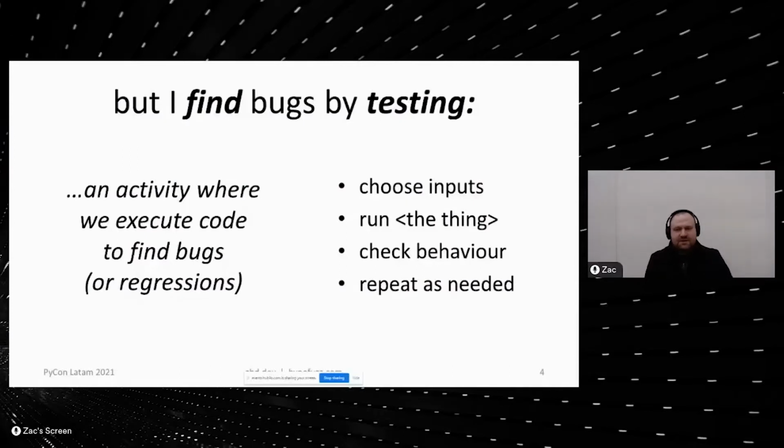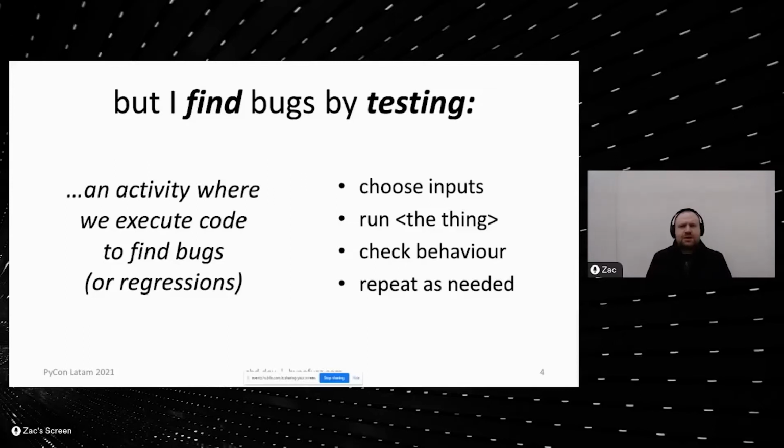And for the purposes of this talk, I'm going to define testing as that thing where we execute code in order to find bugs, or sometimes in order to find regressions, which are not just any bug. And that means that we have to choose inputs to our code, we actually run the thing, then we check that it did the right thing, or at least check that it didn't do a particular kind of wrong thing, like raise an exception, and then we repeat that as needed.